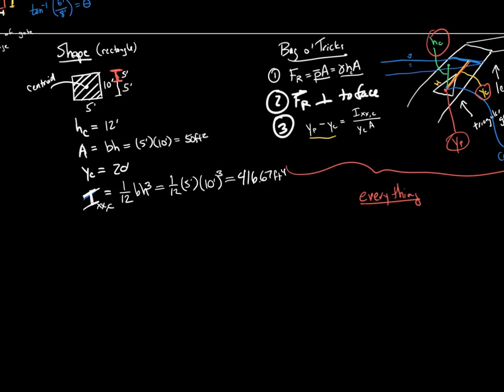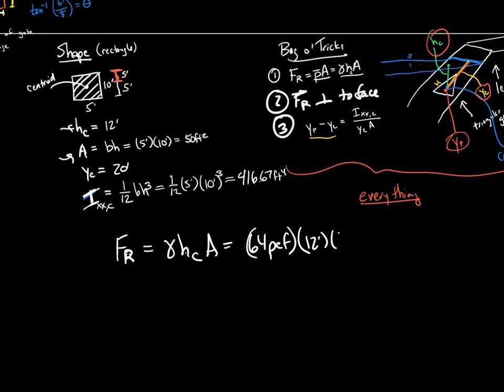So if I want F sub R, here we go. Now I'm basically going to do some plug and chug. F sub R equals gamma, well, let me write out the equation before I go there, because it helps me. Gamma h_c A. Gamma from the problem is 64 PCF, salt water. h_c from right here is 12 feet. A from right here is 50 square feet. So F_R equals 38,400 pounds. I'm keeping 5 significant digits, so I guess I could put a dot right there. So that's F_R.